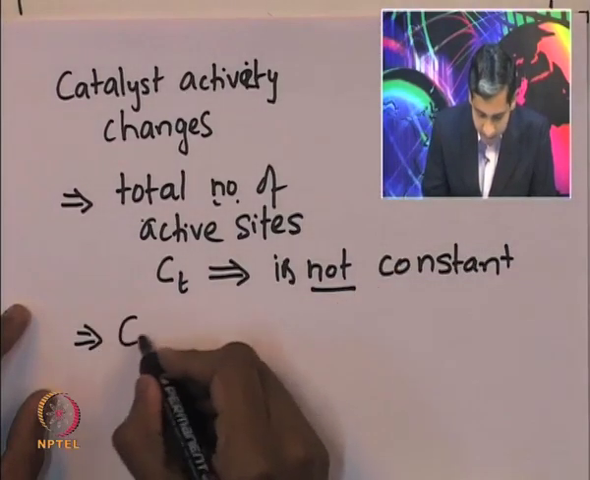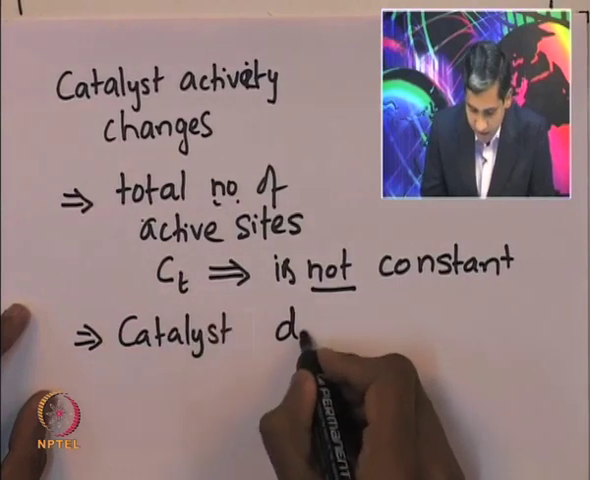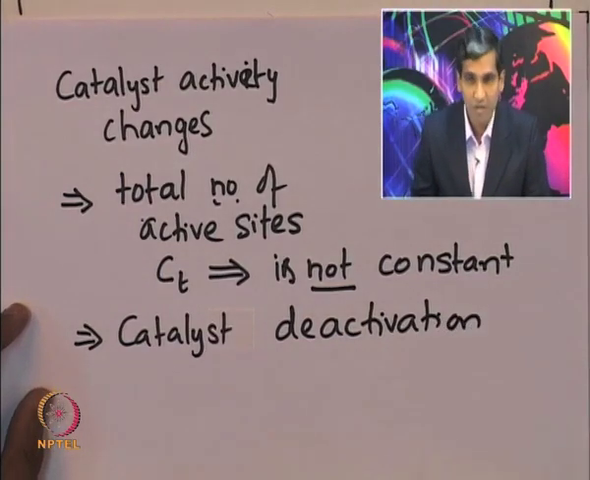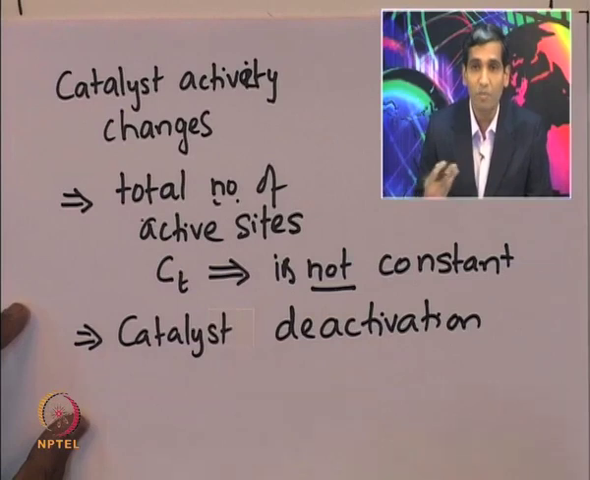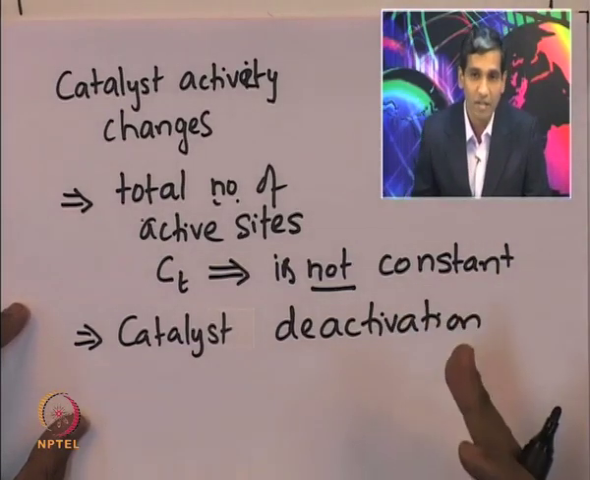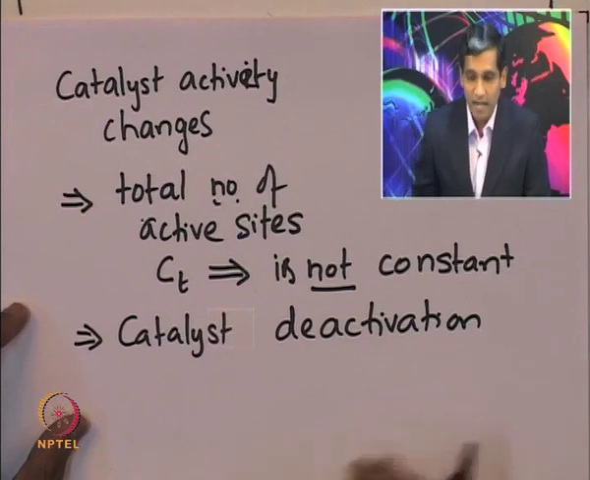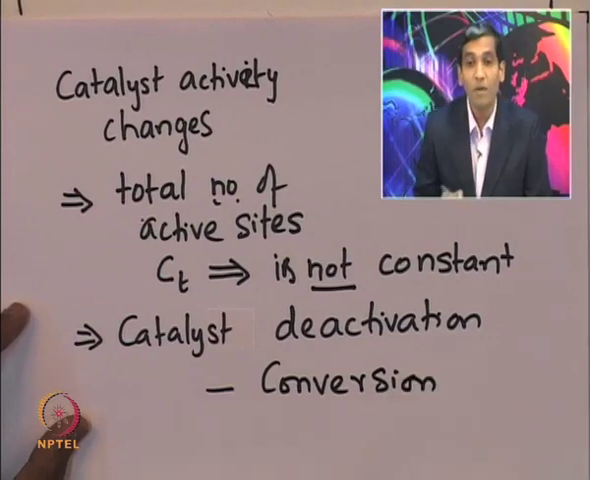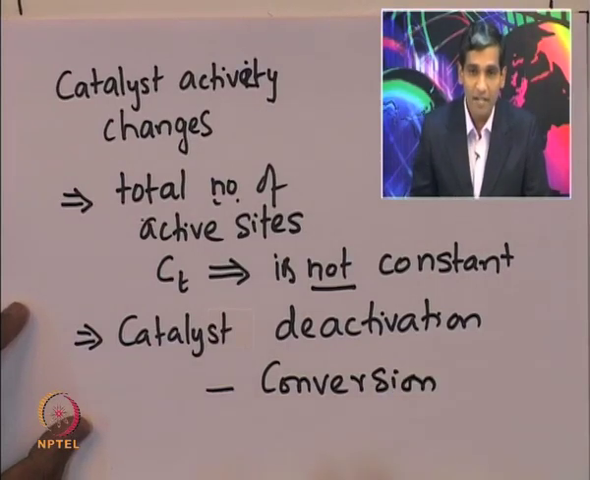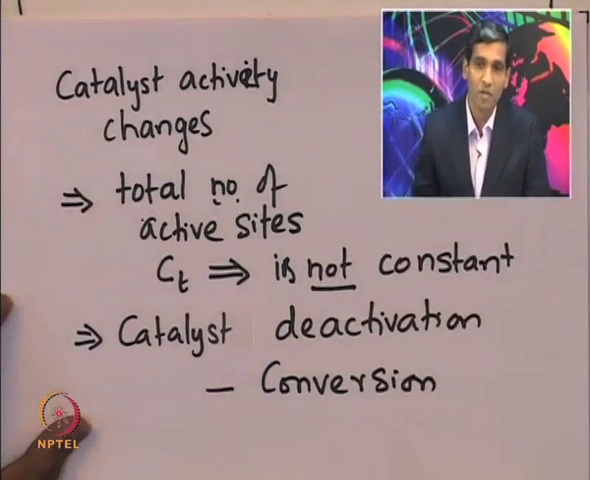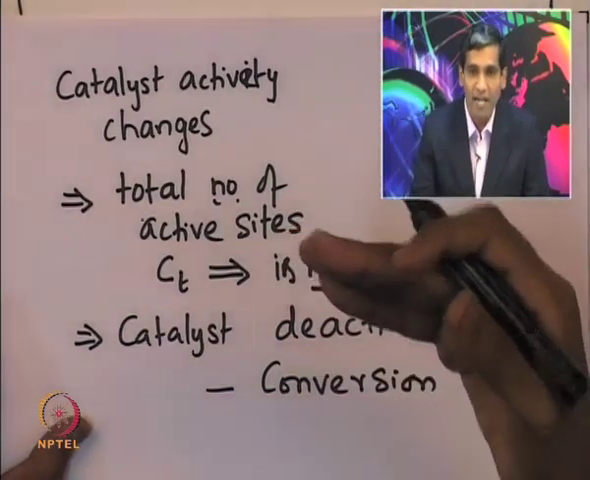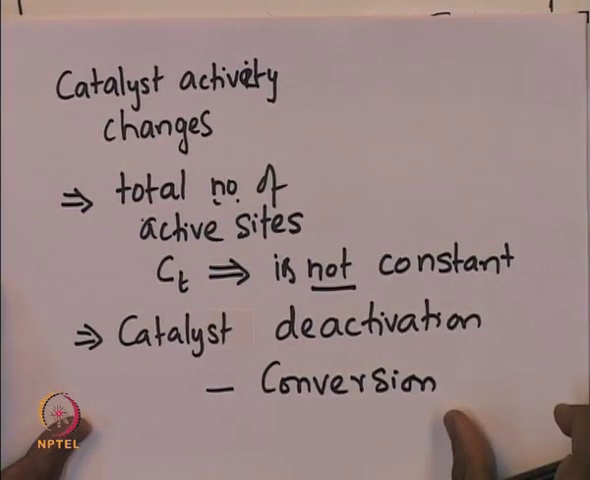So, there is a catalyst deactivation process. In fact, it is a very major problem that is faced by most of the industries when they conduct a catalytic reaction. It is known to strongly affect the conversion, and as a result the performance of the reactor itself. So, catalyst deactivation is a very, very serious problem, and it is very important to understand how this deactivation occurs, and whether there are ways by which one can circumvent the catalytic deactivation process in a reactor.